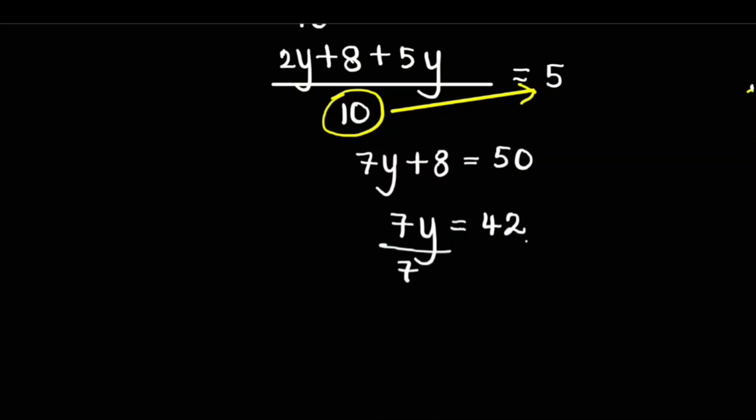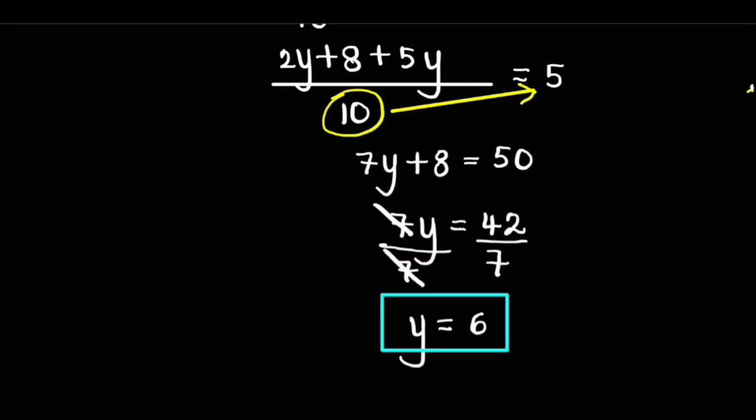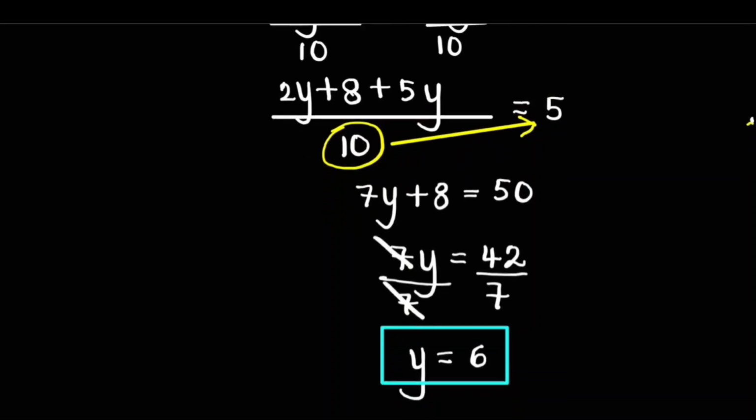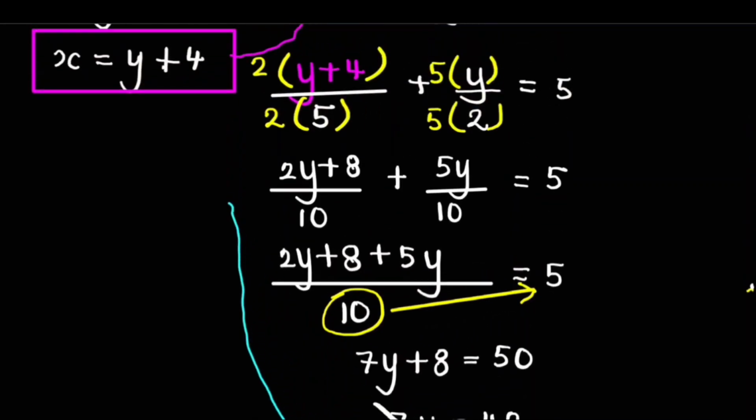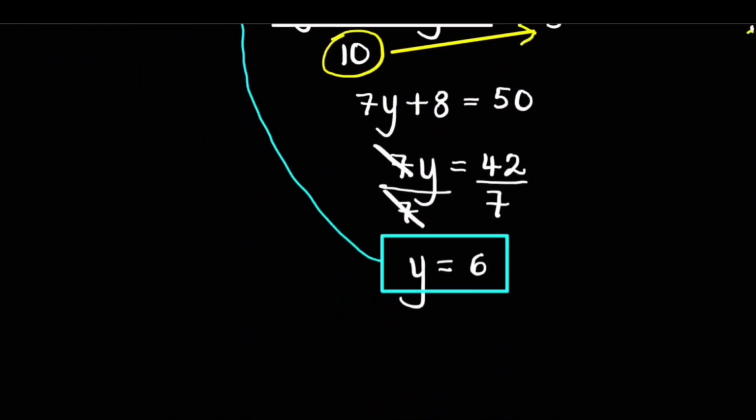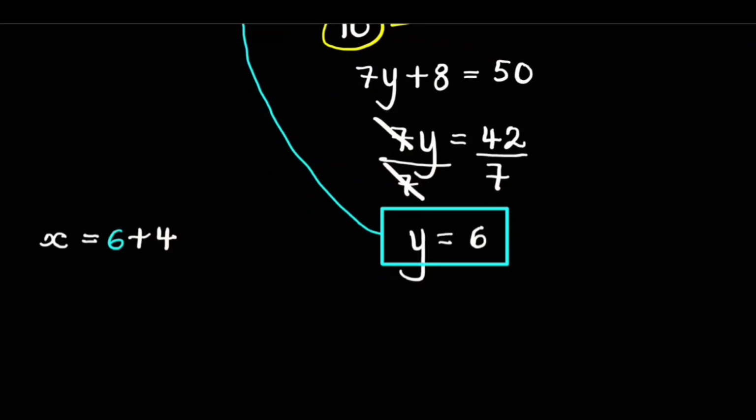To get y alone, you can divide both sides by its coefficient, which is 7. On the left hand side, the 7's cancel out. We are left with y is equal to, and 42 over 7 is 6. So that is your answer for y. And now that we know what y is, we can take this value for y and we can substitute back into the previous equation so that we can get x. It was x is equal to y plus 4. So that's going to be x is equal to 6 plus 4, which means that x is equal to 10. So there's our values for x and y.